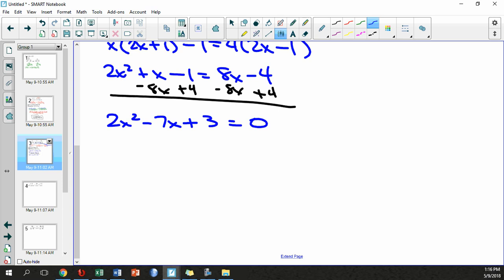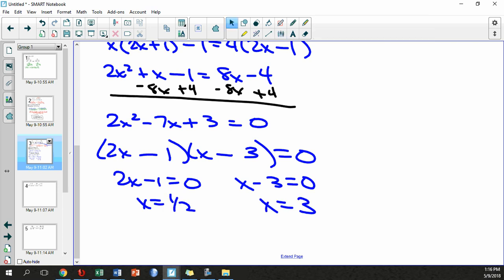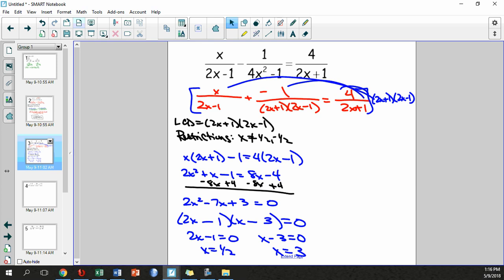Now what do I do? Factor it. So this is a 2x and an x, a 3 and a 1, a negative and a negative equals 0. Inner gives you negative 1, outer gives you negative 6 to give you a negative 7, sorry. Yes? So 2x minus 1 equals 0 and x minus 3 equals 0. So x is equal to a half and x is equal to 3. Those are my two answers.